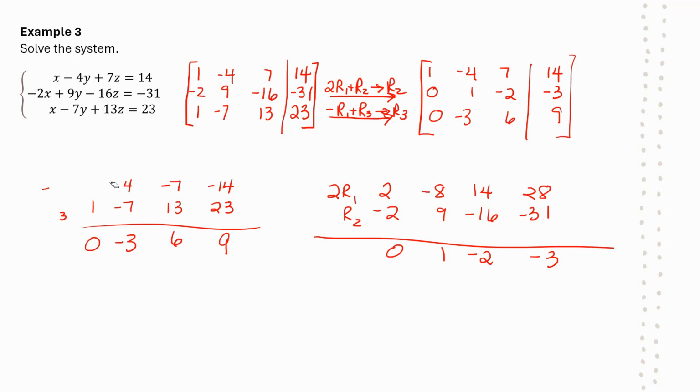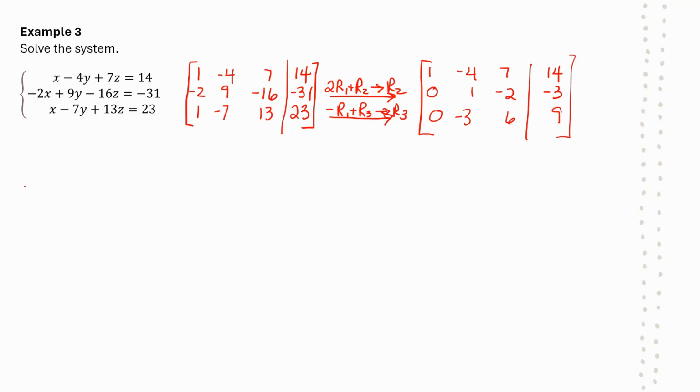So I'm going to erase this. We want to get rid of that -3 that is under the 1 so that we'll have all zeros under that middle 1. To do that, we are going to multiply the second row by 3, so 3R2, and we're going to add that to the third row, and then make that our new third row. All right, so our first row won't change.